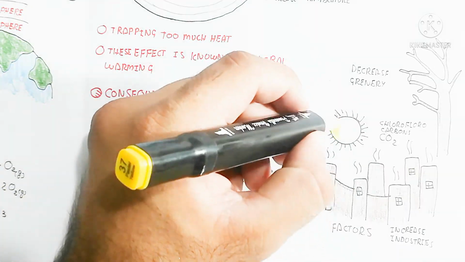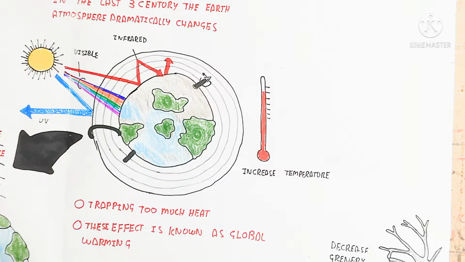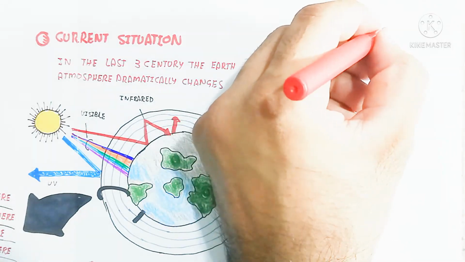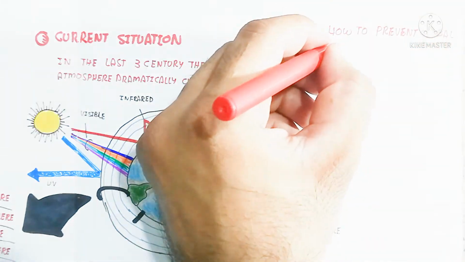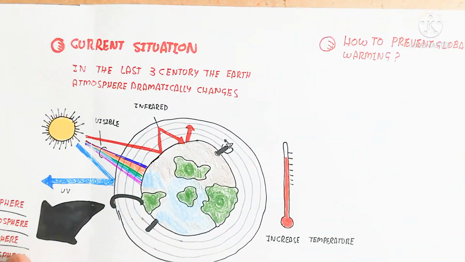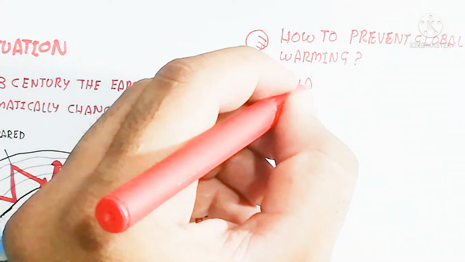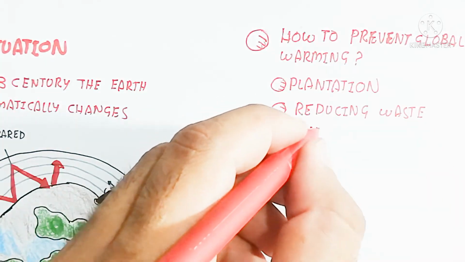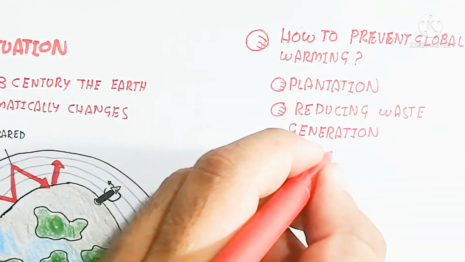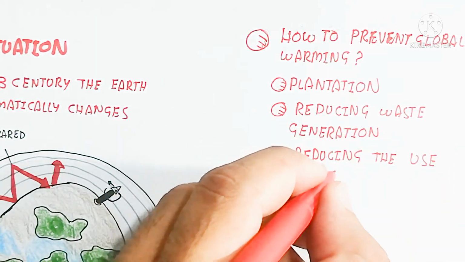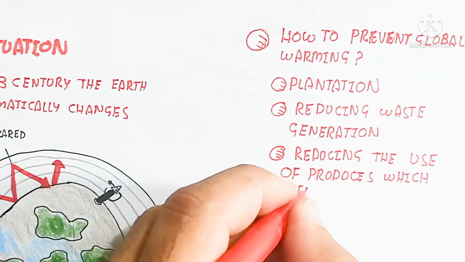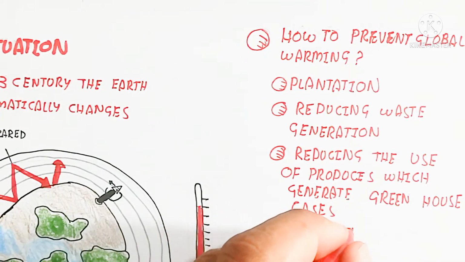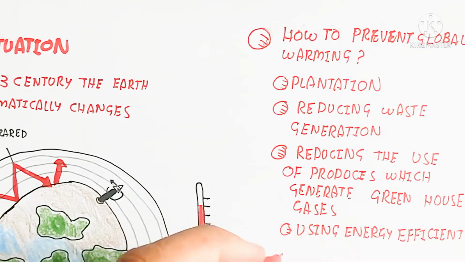So how do we prevent global warming? That is the major concept and major problem. The solutions are plantation, reducing waste generation, reducing the use of products which generate greenhouse gases, and using energy efficient appliances with complete combustion, not incomplete combustion, since incomplete combustion produces carbon monoxide. Increasing the number of plants traps carbon dioxide to decrease global warming and produces oxygen, which binds with the free radical to form the ozone layer in the stratosphere.